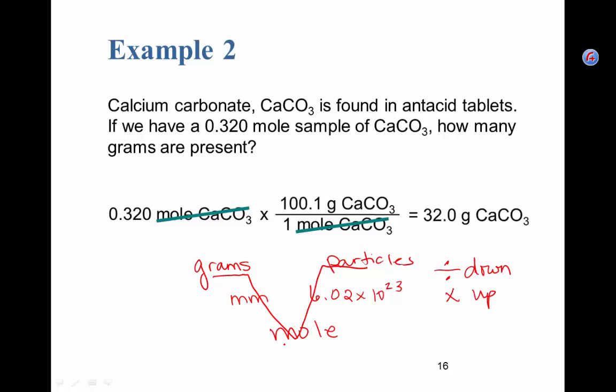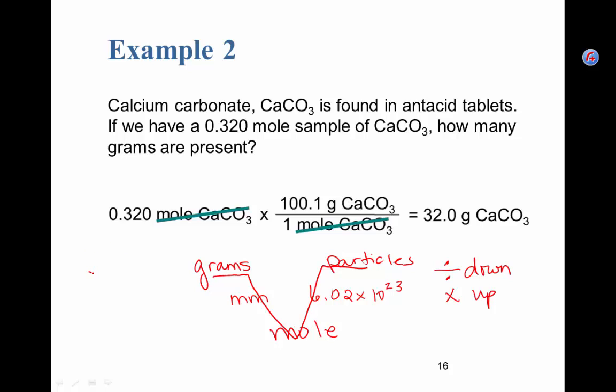Now, several slides before this, we were using Avogadro's number to go between moles and particles. So if I wanted to go from, let's say, molecules to moles, I would be going down. So I'd take my molecules divided by Avogadro's number to get my moles. If I have moles and I wanted to know molecules, then I'd be going up on my mole hole, and I would take moles times Avogadro's number to get my molecules.